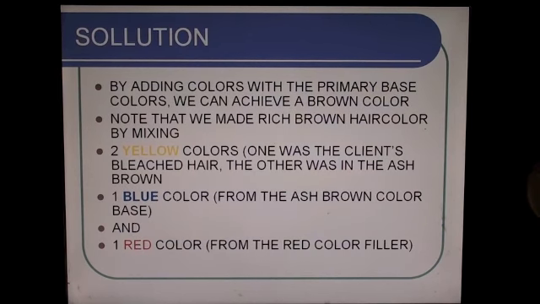Your solution: by adding colors with the primary base color, we can achieve a brown color. Let's make a good brown. Note that we made rich brown hair color by mixing 2 yellow colors. Why 2? One was the client's bleached hair. The other one was in the ash brown, because blue plus yellow make the ash, which is the green. 1 blue color from the ash brown color and 1 red color, which was from the red filler. By the way, red filler is pretty strong.